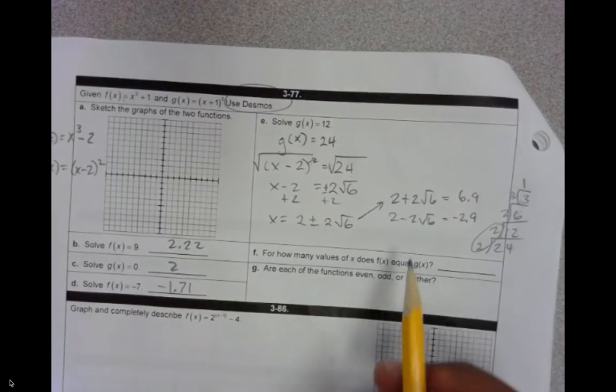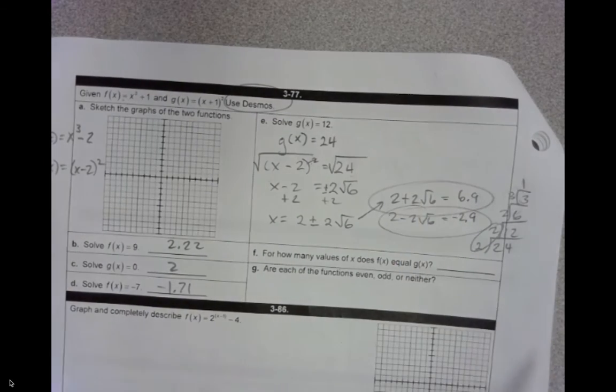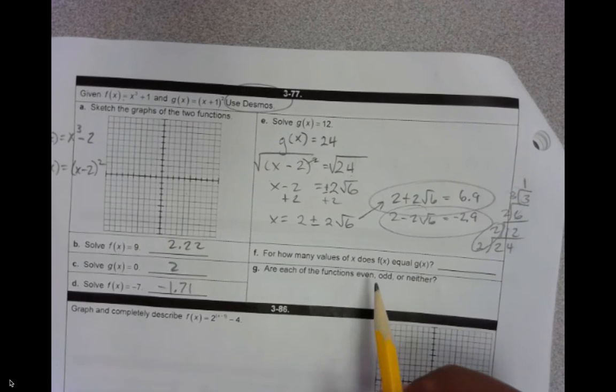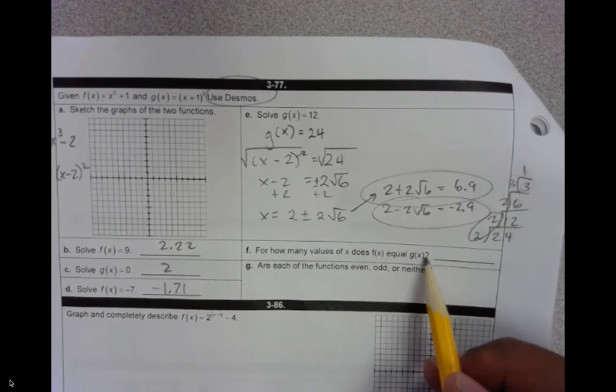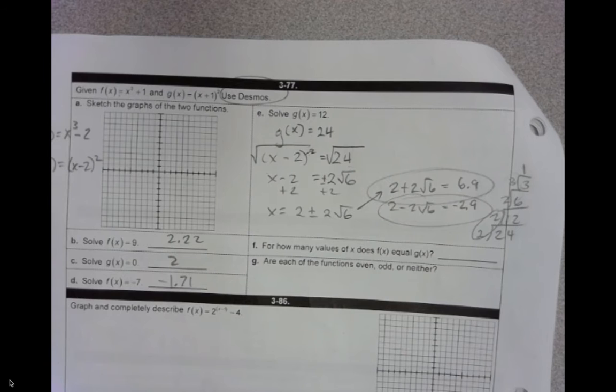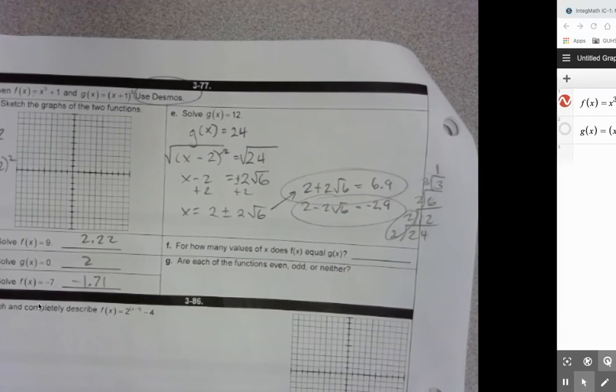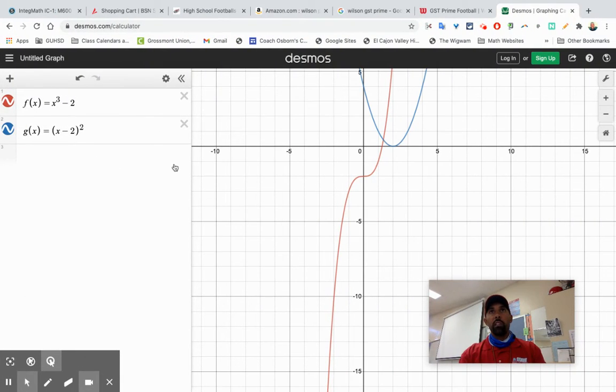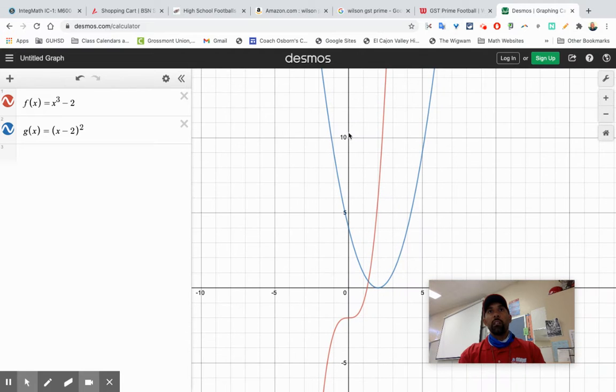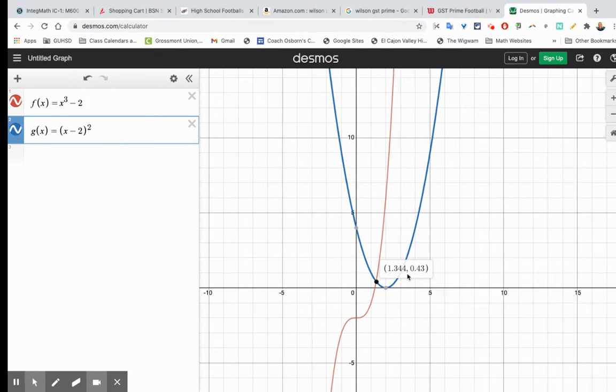Okay, so those would be my different solutions right there. All right. Okay, so then for how many values of x does f of x equal g of x? So basically, when do the two graphs line up with one another, or when do they cross? If I look here, it looks like they only cross at this one point. Okay, so at this one point, which I can click on, it tells me 1.3, 0.4.